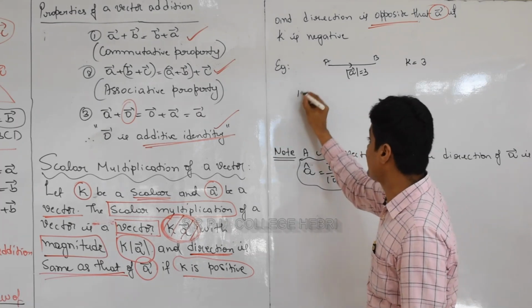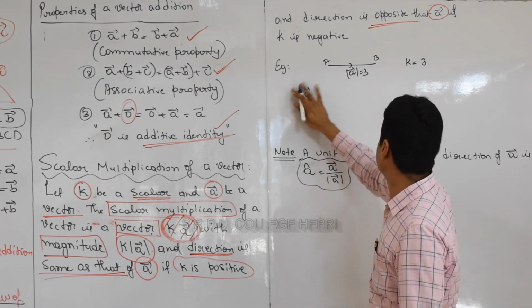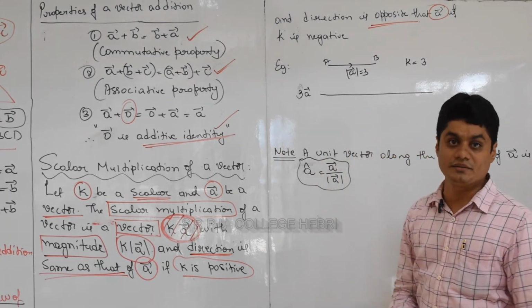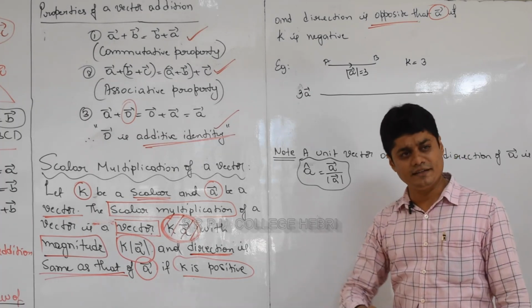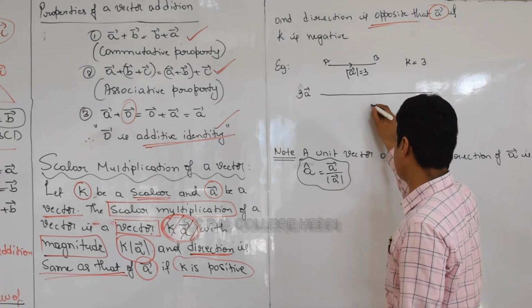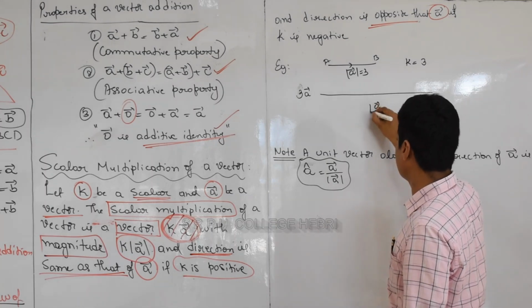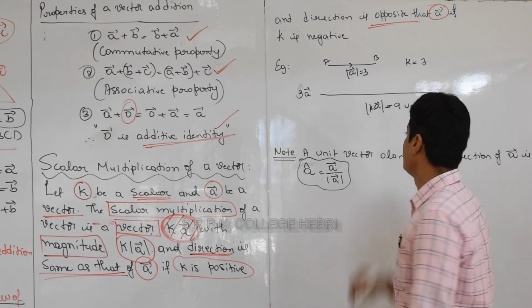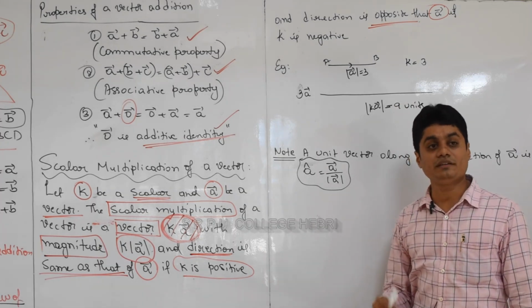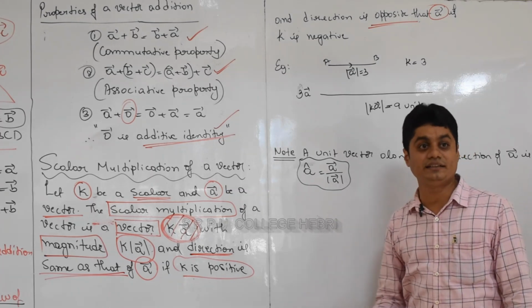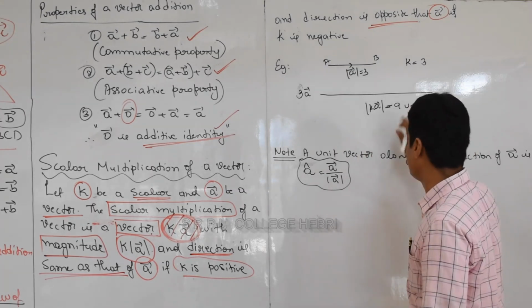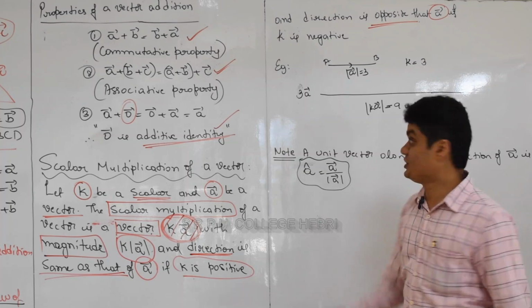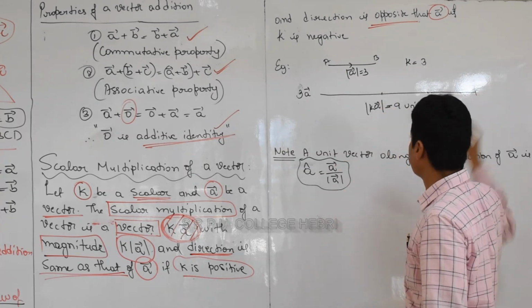So what happens? What is k into vector a then? k means 3 into vector a. Definitely there will be an increase in magnitude because you are multiplying some number. Whether it is positive or negative, definitely the magnitude will increase. How much will it increase? Now the magnitude of vector k into a must be 3 into 3, 9 units. Why 3 into 3? 3 is the scalar and another 3 is the magnitude of vector a. So it is 9 units. So the magnitude is 3 times the given vector a.